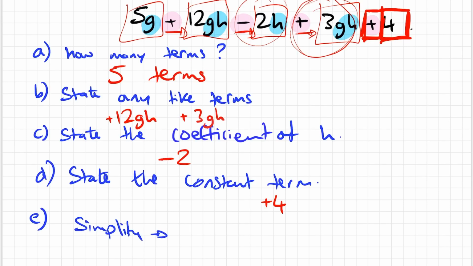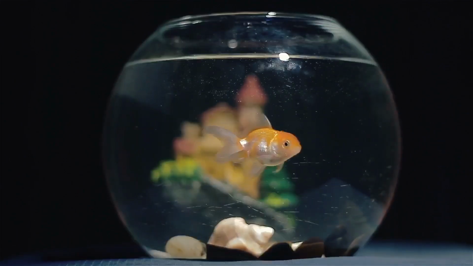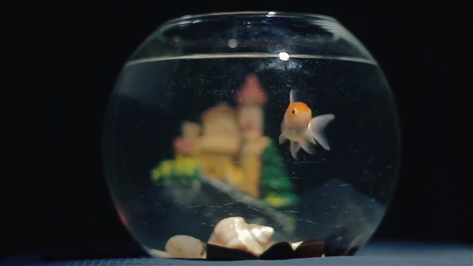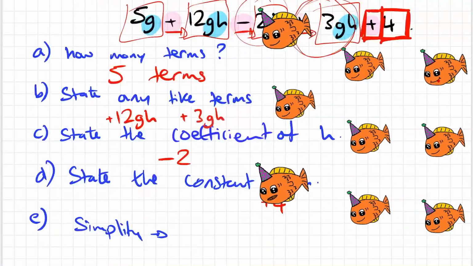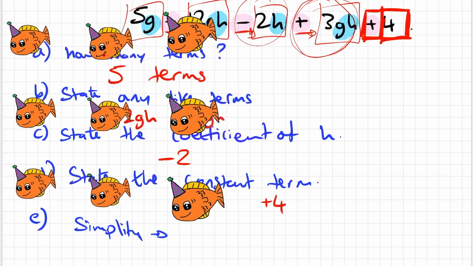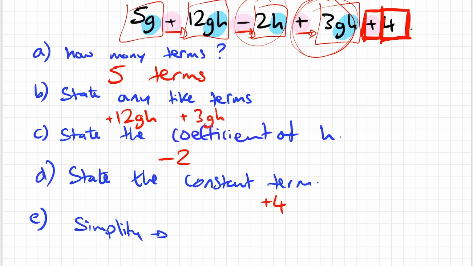So to collect like terms, we need to collect terms that have exactly the same variable. So have a look at this. This is 5G. Remember what we said? That's just 5 goldfish. This is 5GH, so 5 goldfish with hats. They're not the same. They're clearly not the same. If you saw a goldfish swimming in a tank or a pond, and then you saw 12 goldfish with hats, they certainly wouldn't be the same, would they? Okay, so let's collect like terms.